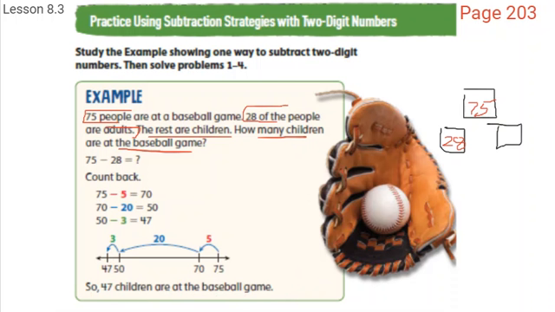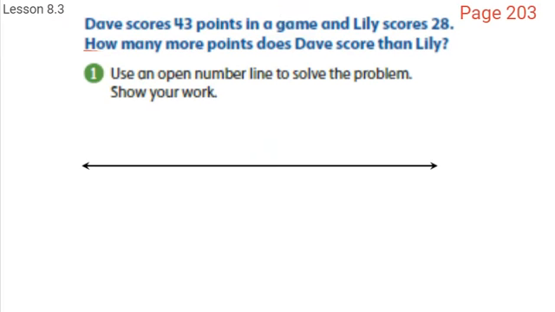Look at this and see how you can apply it for the next problem. It's on page 203, number 1. Dave scores 43 points in a game and Lily scores 28. How many more points does Dave score than Lily? Use an open number line to solve the problem to show your work. This is what an open number line means. It's just a line. You have arrows on each end.